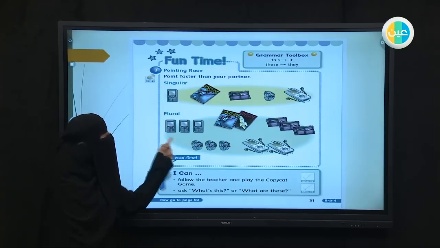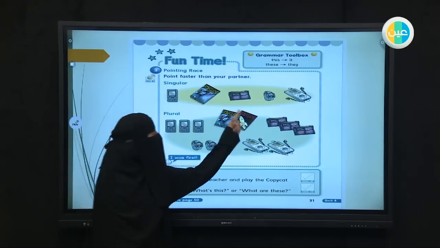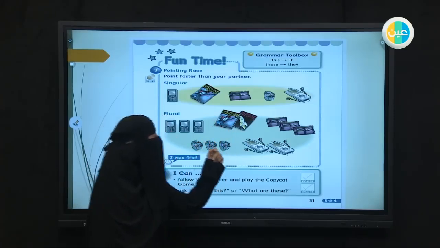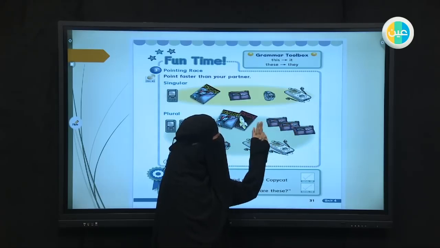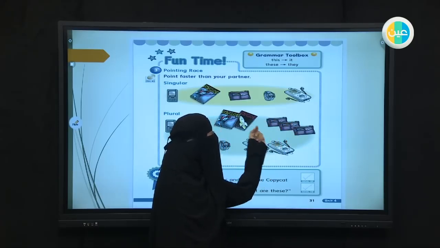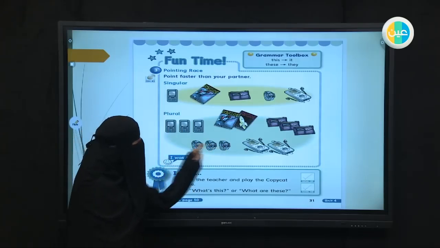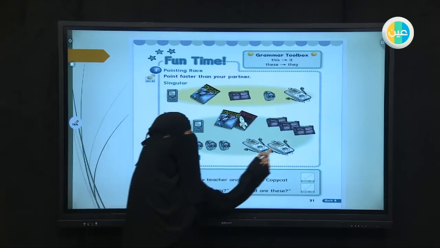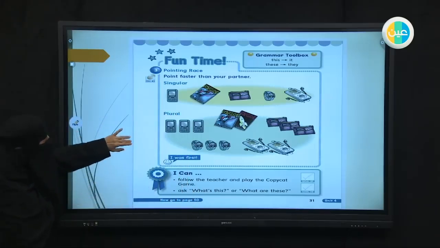What are these? They're phones. Very good. What are these? They're comics. Excellent. What are these? They have money in them. What are they? Your money, your cards. What are they? Wallets. Excellent. They're wallets. What are these? They're watches. Very good. What are these? They're MP3 players. Very good.